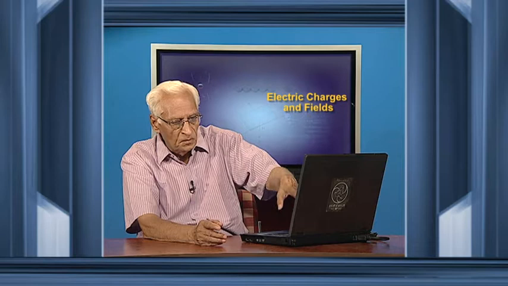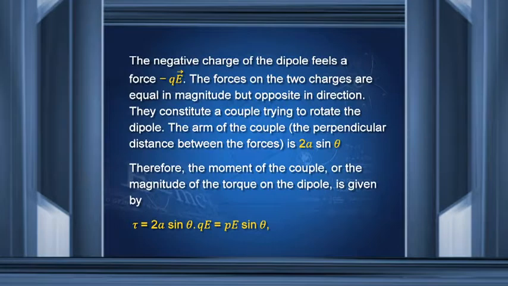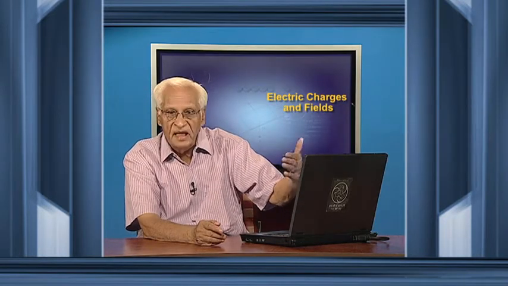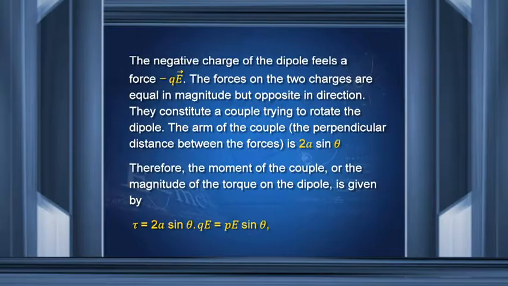And what is the moment of the couple? The perpendicular distance is 2a sin theta, where theta is this angle, and therefore, the magnitude of the couple is one of the forces into the arm of the couple. And so, the couple is 2a sin theta dot QE, QE is the force, and 2a sin theta is the arm of the couple, and therefore, this is PE sin theta. 2aq remember is P. So, therefore, it is PE sin theta.